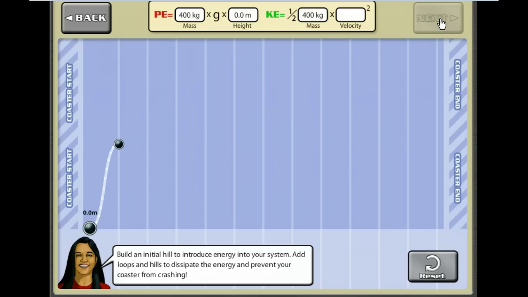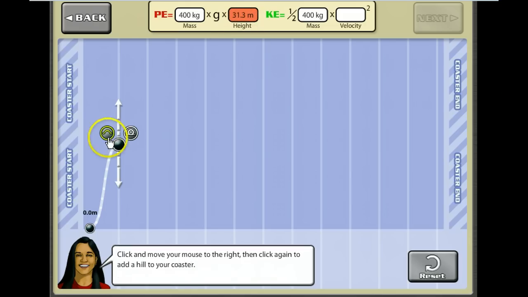Click on the nodes to construct your track. Add hills and loops. Build an initial hill to introduce energy into your system. Add enough loops and hills so that your coaster dissipates the energy as thermal and sound energy in time for it to stop.